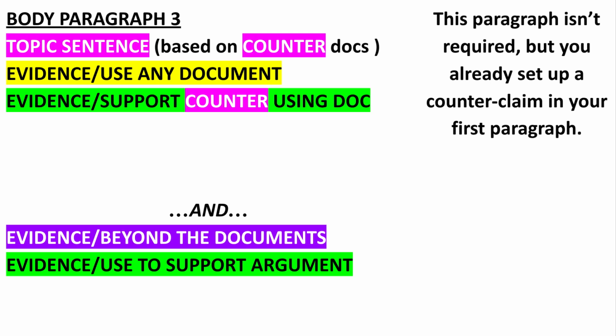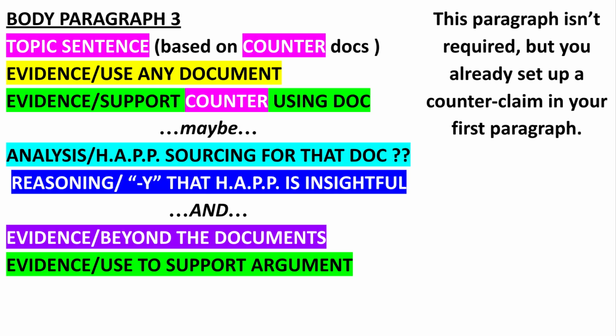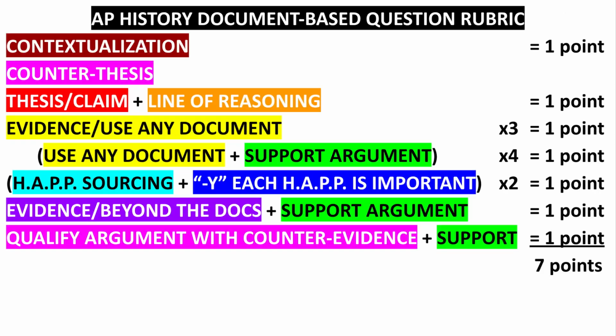So this third paragraph isn't required, but one advantage of going this path is that we've already set up a counterclaim in our first paragraph. So we can just pursue that and use the rest of those documents. And we could do happy sourcing if we felt like it. We don't have to, but we certainly could. All right, and that would give us our 7th point. So if we want to go that way, qualifying the argument with counter evidence and supporting it, great. That's one path.